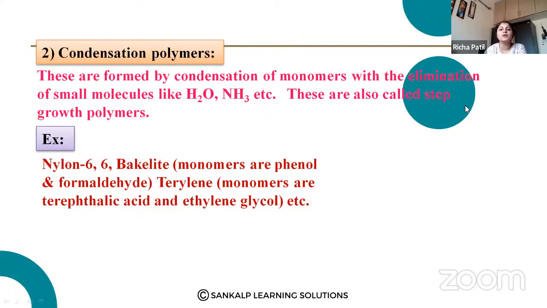So these are called step growth polymers. What are the examples? Nylon 66, nylon 6, Bakelite. Bakelite monomers are phenol and formaldehyde. Terylene monomers are terephthalic acid and ethylene glycol. So you can see the two monomers are different, with the elimination of small molecules. These are the examples of condensation polymers.